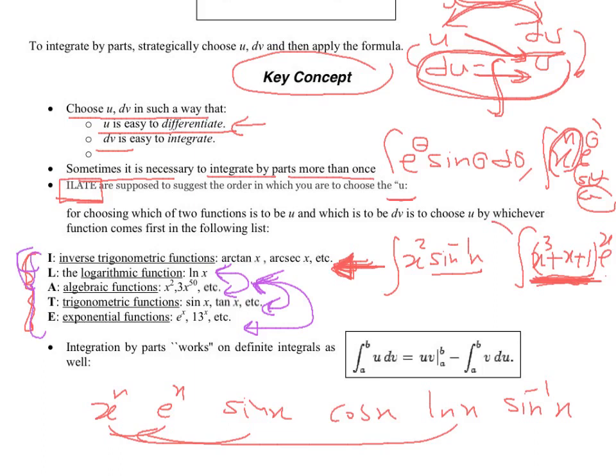The AL-mannai stands for inverse, logarithms, algebraic, trigonometry, exponential function. So that gives you also a kind of guideline for choosing u. Now this is the last thing: integration by parts can also be used with definite integration. When you have a to b, you just have to put a to b here and a to b there.